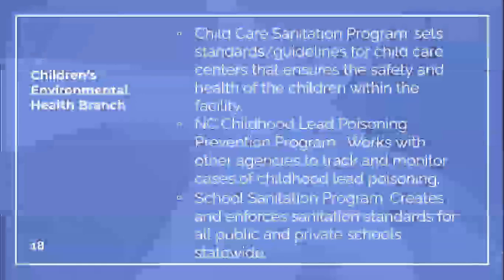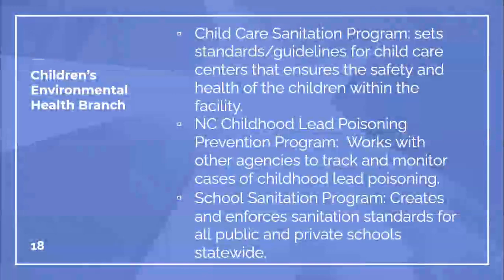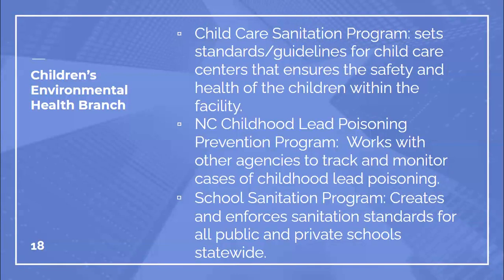The next branch is the Children's Environmental Health Branch. Within this branch, they have created three programs that oversee the entire branch. The first program is the Child Care Sanitation Program, which sets standards and guidelines for child care centers that ensure the safety and health of the children within the facility.